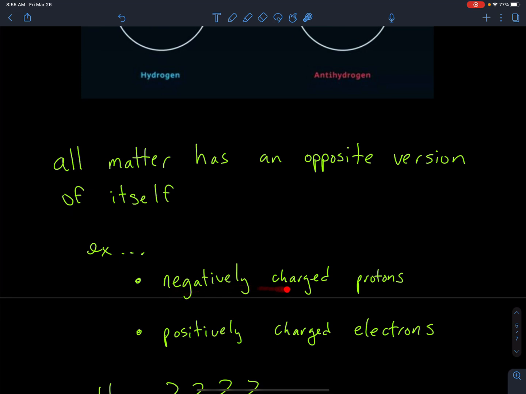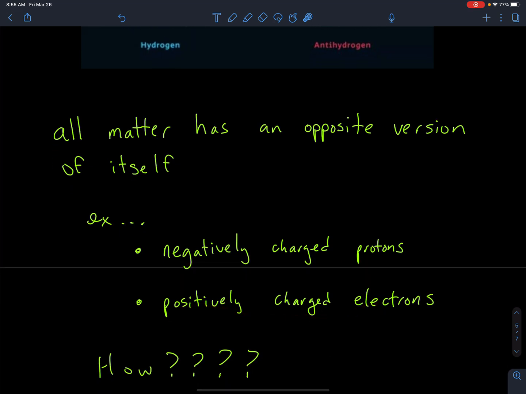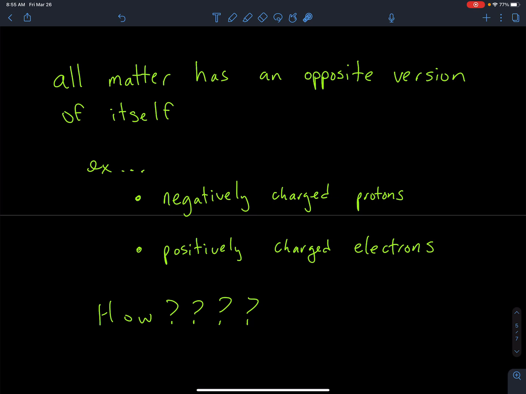For example, we have negatively charged protons or positively charged electrons. And what we're going to be looking at in the next video is, well, how does that happen? How can I make a negatively charged proton and a positively charged electron? Well, we'll see that in the next video.